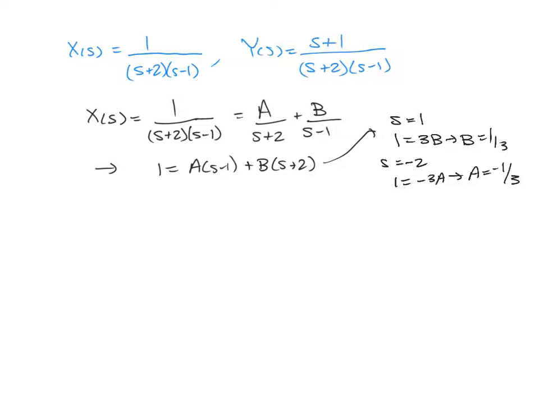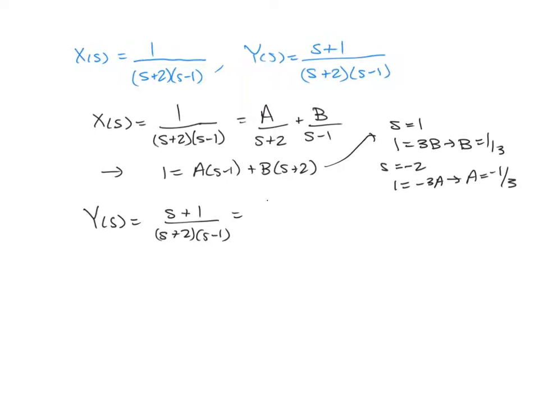For Y(s), which is equal to (s plus 1) over (s plus 2) times (s minus 1), we'll mix things up by using a capital C over the s plus 2 and a capital D over the s minus 1. Multiplying through by the LCD gives us s plus 1 equals C times (s minus 1) plus D times (s plus 2). Once again, we'll pick different values for our variables.